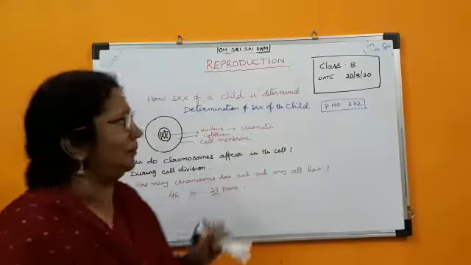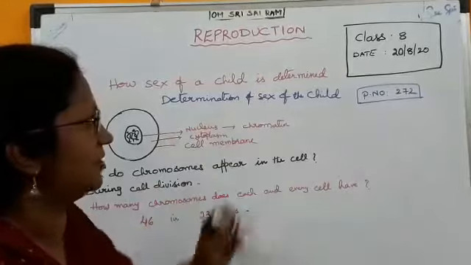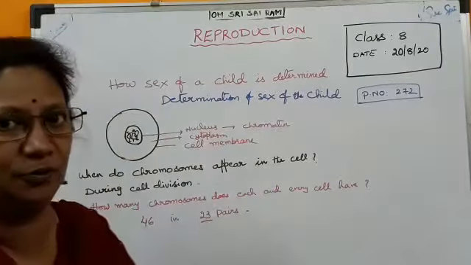Now, today's topic is how the sex of a child is determined, or the determination of sex of a child. It is on page number 272. You can go through it.